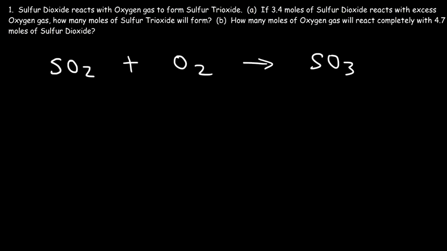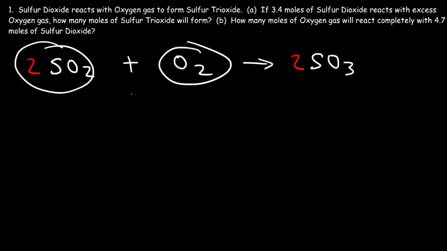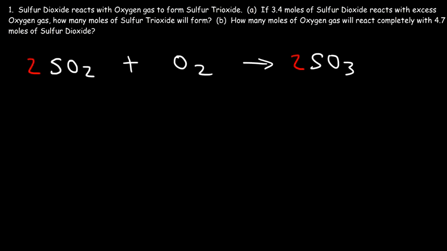The sulfur atoms are balanced on both sides, but we have 4 oxygen atoms on the left and 3 on the right. So let's start by putting a 2 in front of SO2. So now we have 2 sulfur atoms, which means we need to put a 2 in front of SO3. Now it turns out that the number of oxygen atoms on both sides is now 6. On this side, 2 times 3 is 6. Here, 2 times 2 is 4, plus another 2, that's 6. So we have a balanced chemical equation at this point.